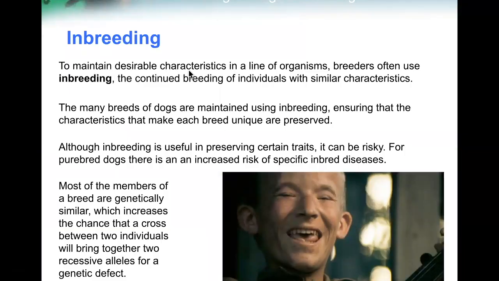To maintain desirable characteristics in a line of organisms, breeders often use inbreeding, the continued breeding of individuals with similar characteristics. The many breeds of dogs are maintained using inbreeding, ensuring that the characteristics that make each breed unique are preserved. Although inbreeding is useful in preserving certain traits, it can be risky. For purebred dogs, there is an increased risk of specific inbred diseases. Most of the members of a breed are genetically similar, which increases the chance that a cross between two individuals will bring together two recessive alleles for a genetic defect.